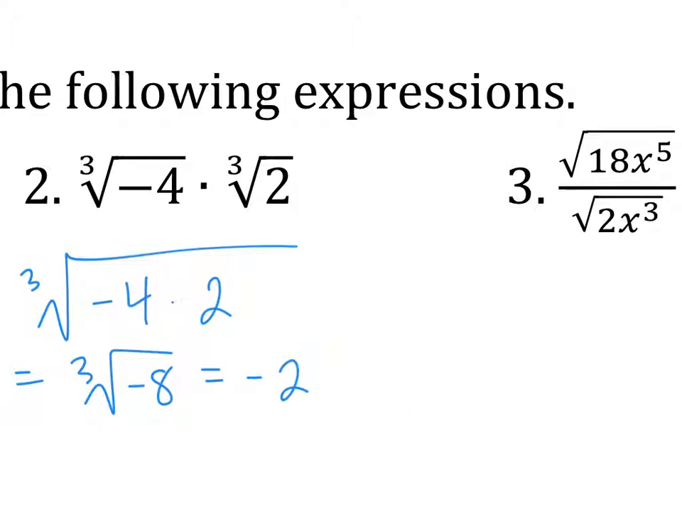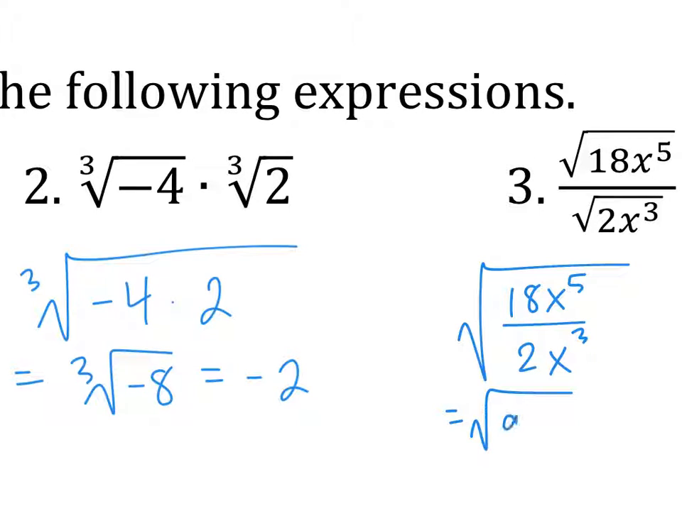Number 3. Can I divide? No. Do they have the same index? Oh, yes, so I can. So I'm going to just put them as one big fraction under that radical sign, and I'm going to just divide. So 18 divided by 2 is 9. X to the 5th divided by x cubed is x squared.